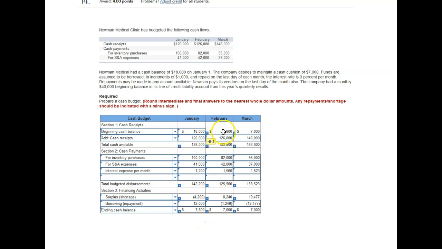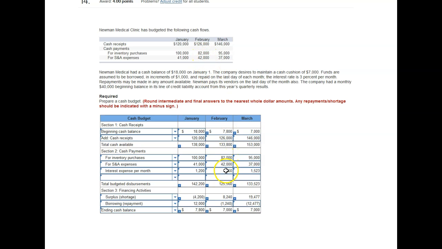Now, February's beginning balance is January's expected ending balance. Take this 78, drop it in here. That's where it comes from. Now you can go back up and pick up expected February collections, 126. That gets us to expected cash available during February, 133.8. Let's take these payments going out the door in February, 82.42, drop those in.